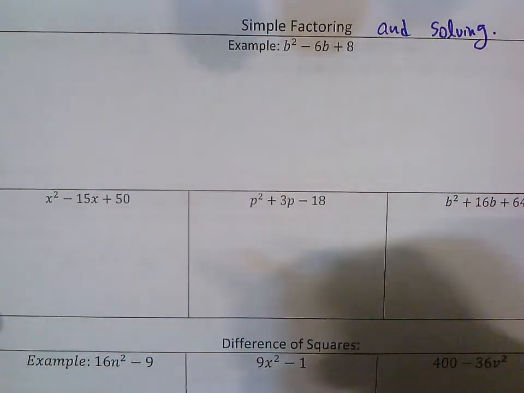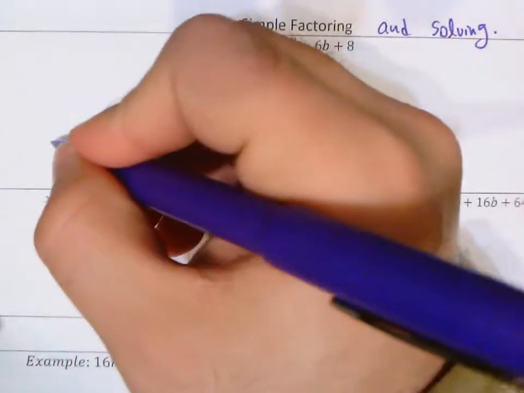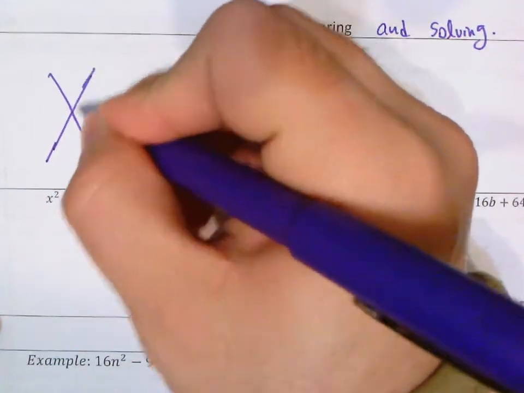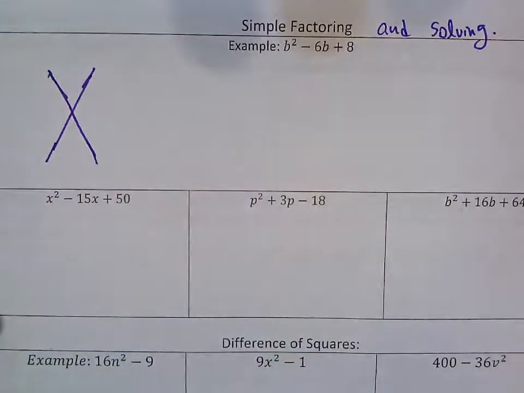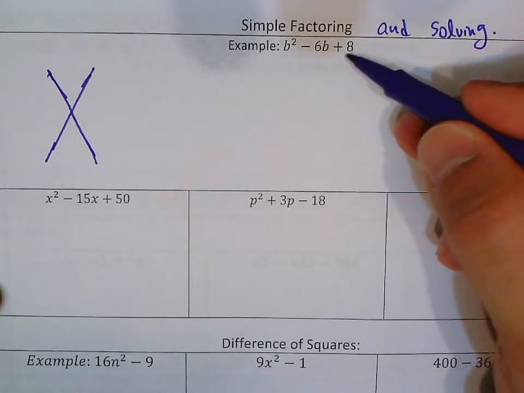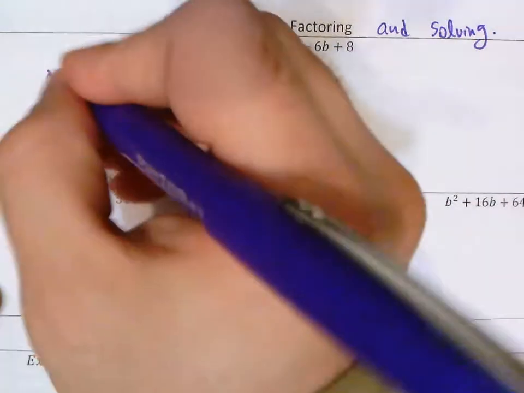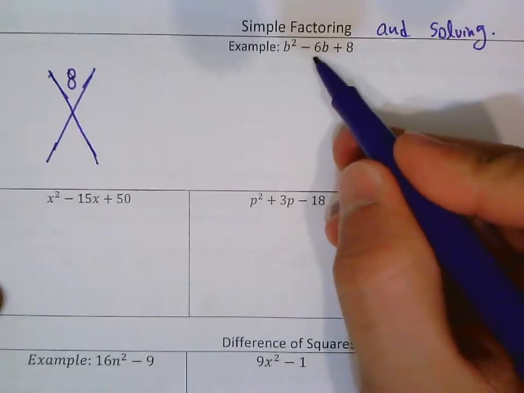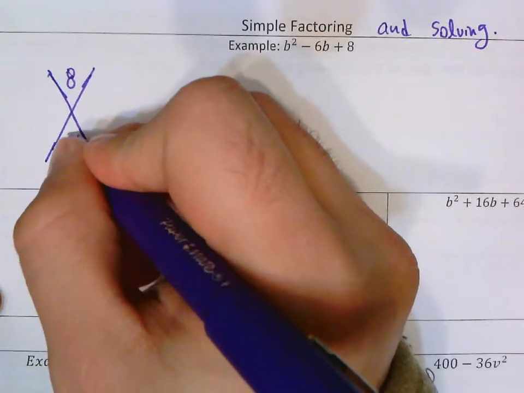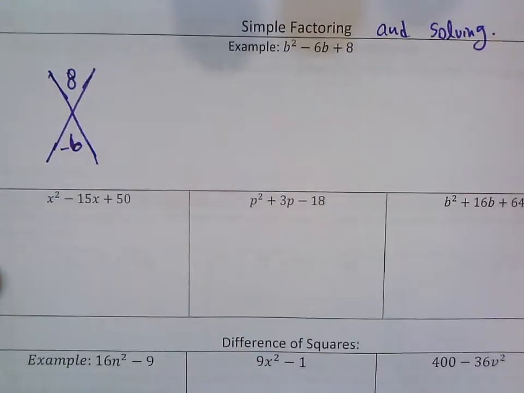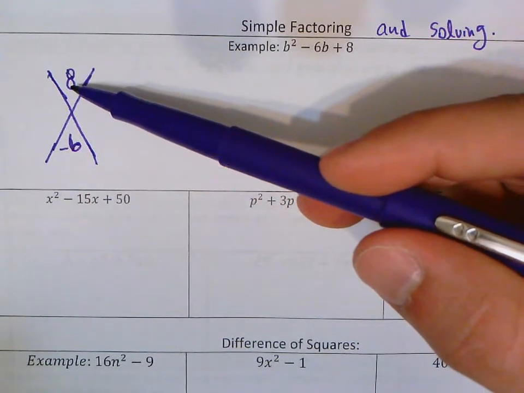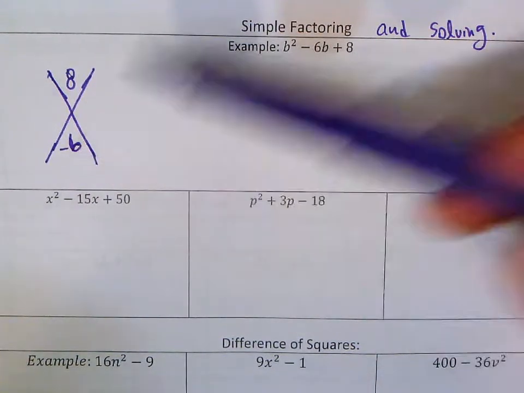So I use something called the X method or the X box. I'm going to create an X. What I'm going to do is write down the value of C, or the value of the constant, on top of the X, and the value of B on the bottom of the X. In this case it is -6. And then I'm going to find two factors of 8 that when I add them also give me -6.